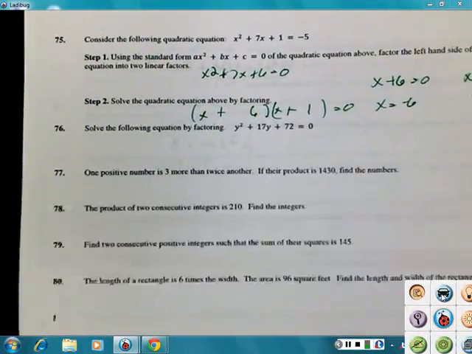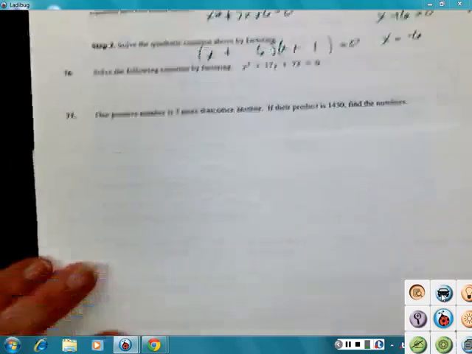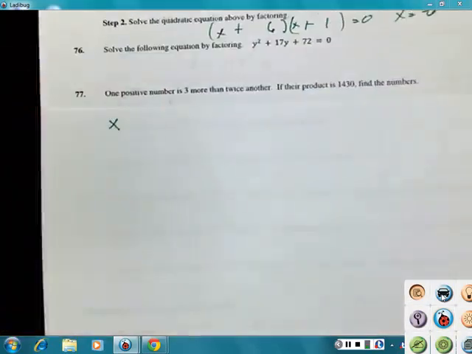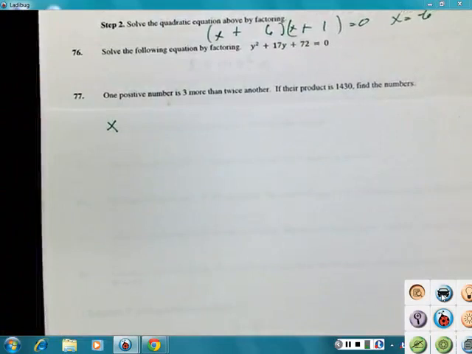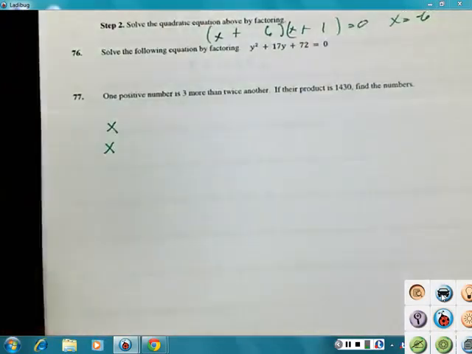77, there's some of those lovely story problem thingies. It says one positive number is 3 more than twice another. If their product is 1,430, find the numbers. So what has to happen to this thing? First we need our 2 numbers. So what's our 2 numbers? X and what's the other one? X plus 3.